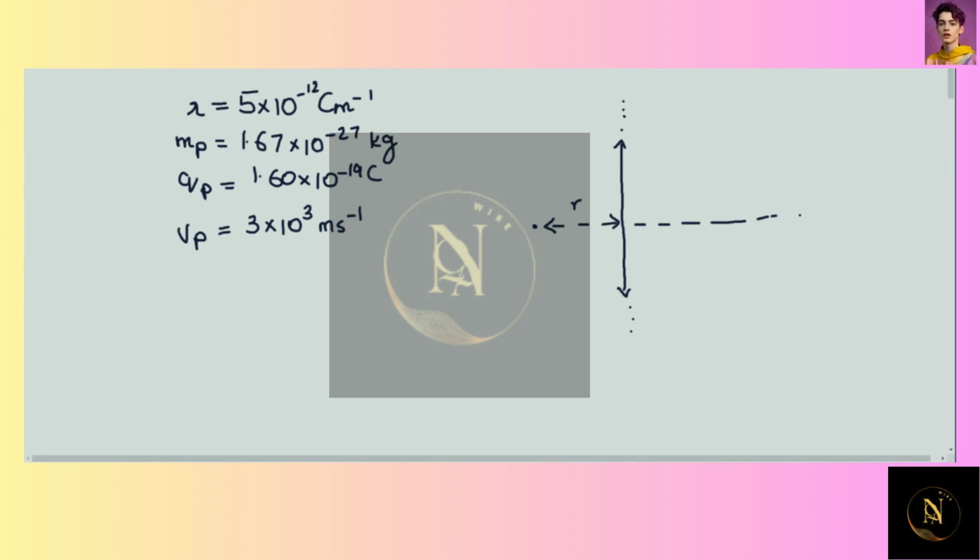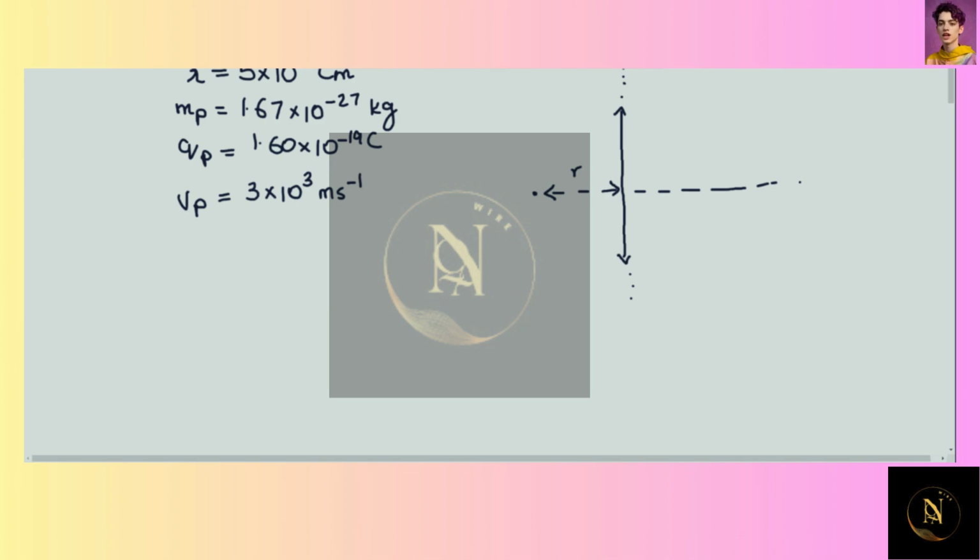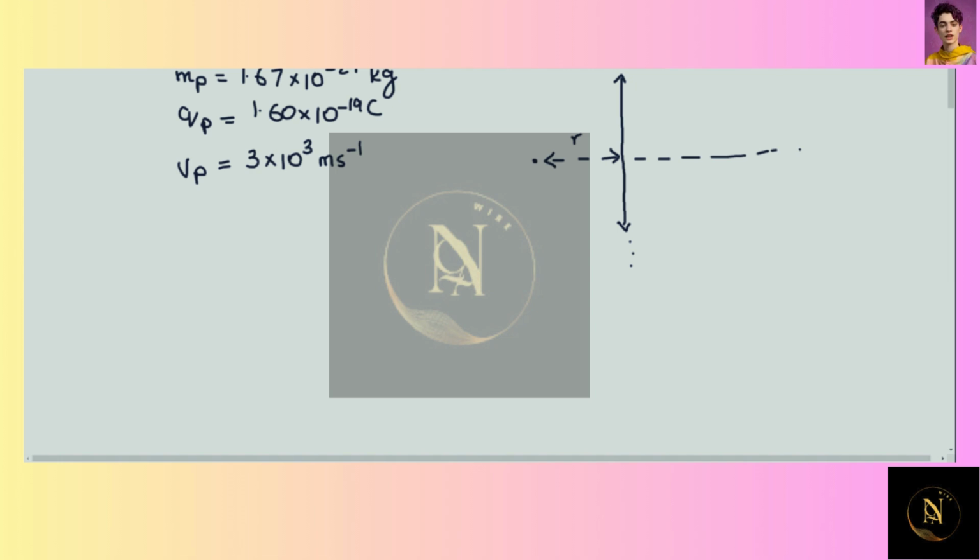In this problem, we're given an infinitely long line of charge with the linear charge density 5 into 10 to the negative 12 coulombs per meter, and there's a proton at a distance r away from the line of charge moving towards it with the initial speed 3 into 10 to the 3 meters per second. Now for the first part, we need to calculate the proton's initial kinetic energy.